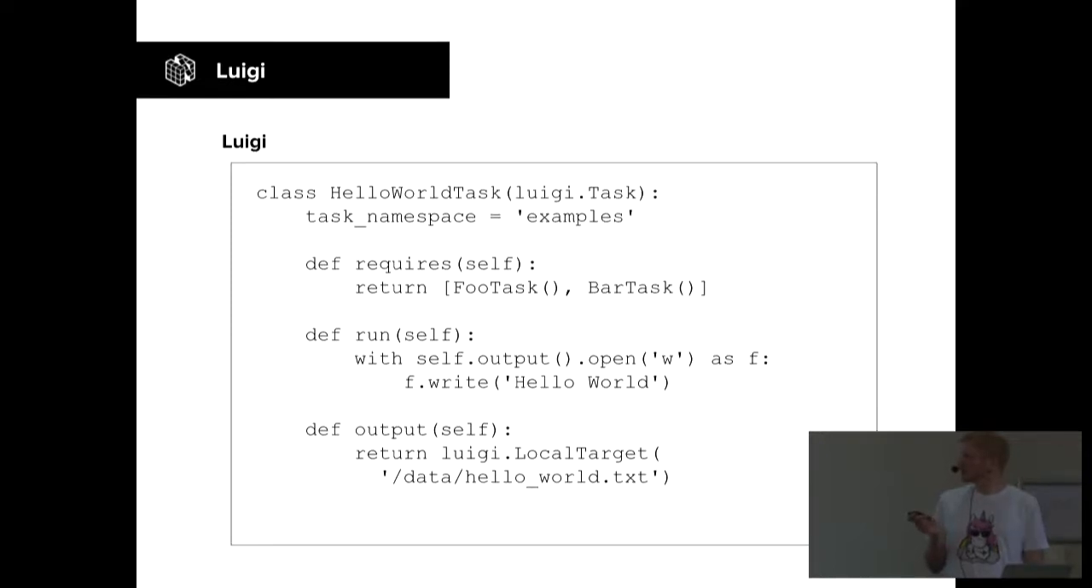And then it represents its own state by its output. So it's quite simple in that sense: it checks, is my output produced, so is my output data there? If it's not, then I need to run. Then it checks, okay, have my dependencies run? If they have, I can run, otherwise they need to run first. And that's kind of the whole thing. And you can build incredibly complex data pipelines with Luigi.